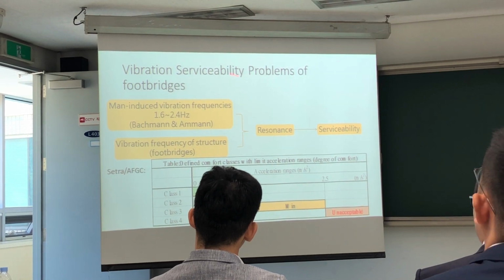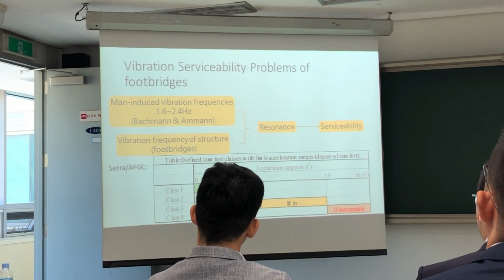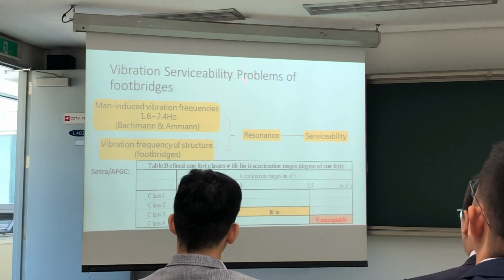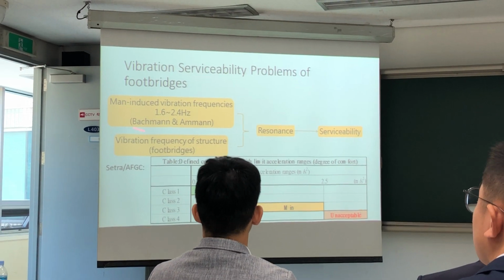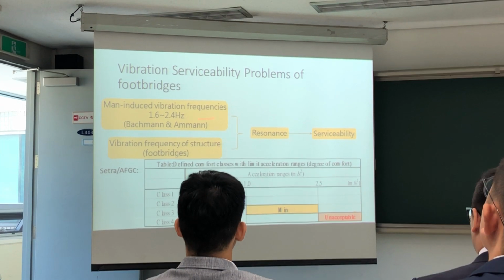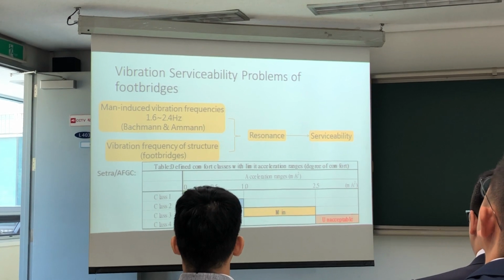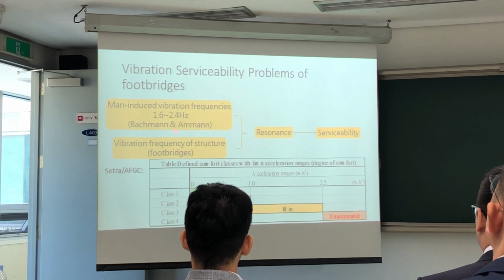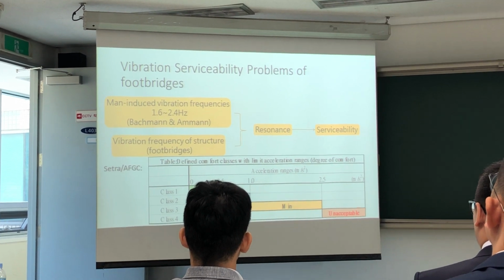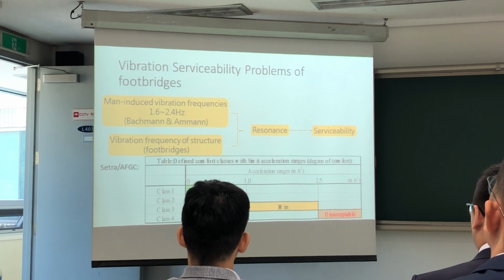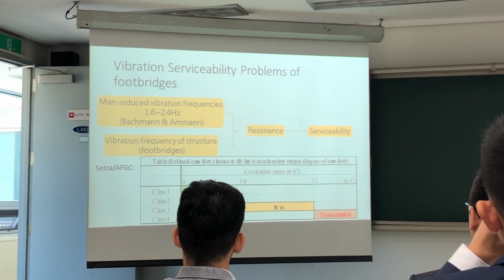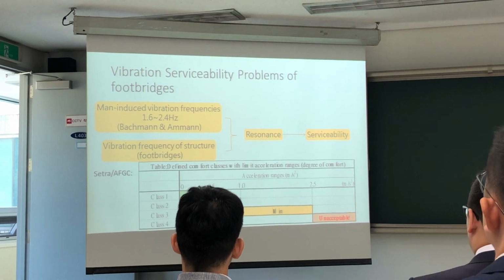And the vibration serviceability problems of footbridges. The man-induced vibration frequency is proposed by Bachmann and Ammann to fall in the range of 1.6 Hz to 2.4 Hz, and the vibrational frequency of footbridges often falls in this range. The equivalence of the two frequencies may cause resonance and further affect the serviceability.